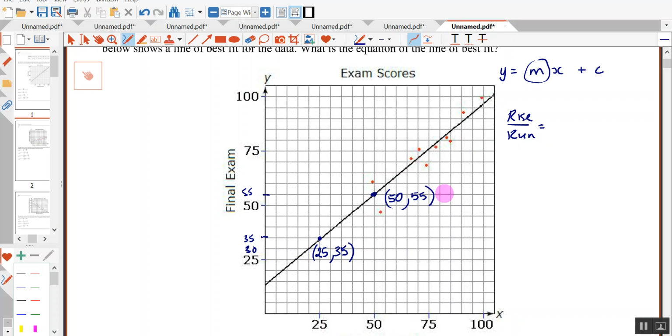Now we need to do our rise and our run. So my rise is from 35 up to 55. So how far is that rise? 20. Good. So my rise is 20. Is it positive or negative? Positive, because it's going up. And then my run is from 25 across to 50, which is a run of 25. So we've got 20 over 25.